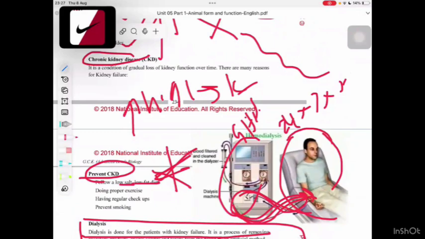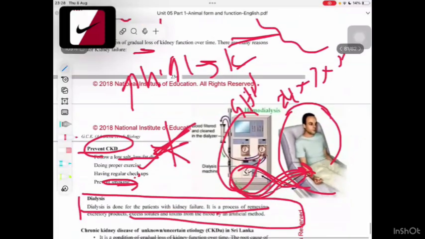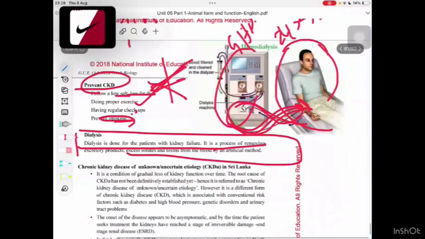You need to do proper exercise, in order to make sure that all your cells are functioning properly, and have regular checkups. When you do regular checkups, if you notice this gradual loss at an earlier stage, you can do something to prevent that, right? And you have to avoid smoking, because smoking is very harmful for most of the organs in our body, right?